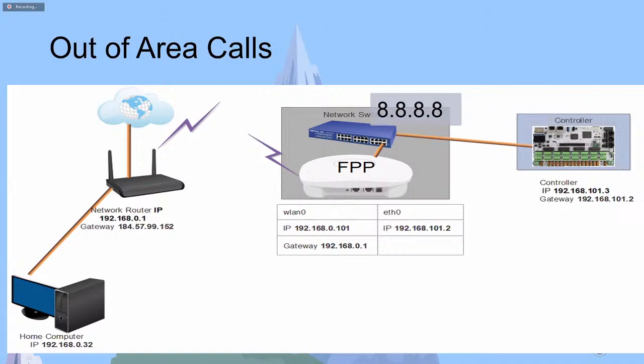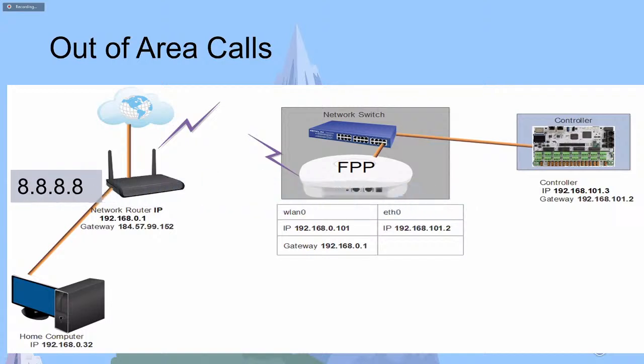The network switch gets it, and it simply passes it on to its destination of 192.168.101.2. And then the FPP device receives that request. It sees that it isn't on its ETH0 subnet or its WLAN 0 interface. So it passes it on based on the rules to its gateway, and it has a gateway identified as 192.168.0.1, which is your router.